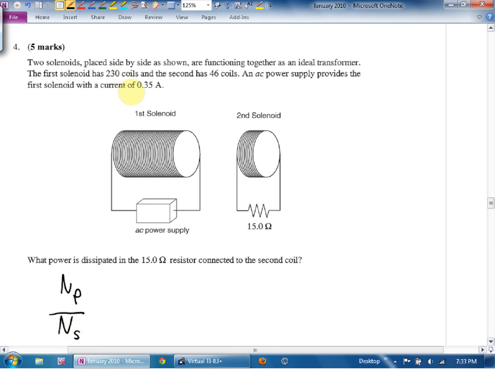So someone who has a formula sheet, how are coils related to current? It's NP over NS equals, yeah, it's backwards, IS over I primary, right? Number of primary coils, first one, 230.